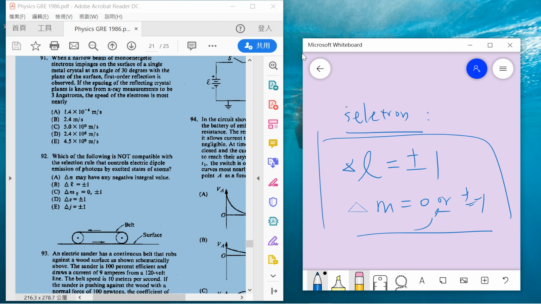Okay, so which one is the answer? He said that which is not compatible. Okay, so he said that delta n may have any negative integer values. A is okay, and then B is what I have said. C as I already said. Why is S, and then D is wrong, right? There's nothing for the spin. So the answer is D. The answer is D.